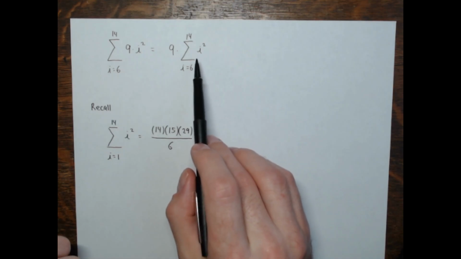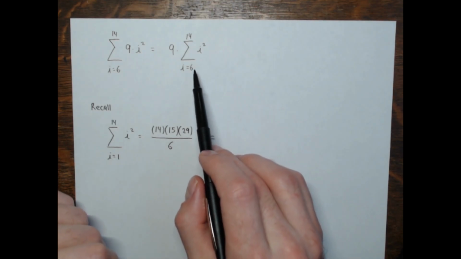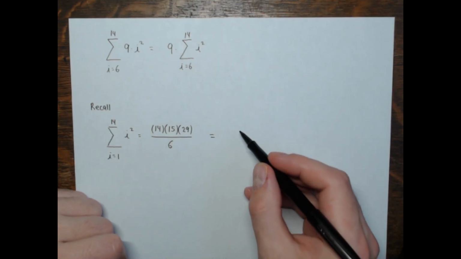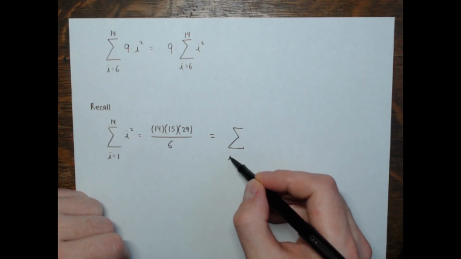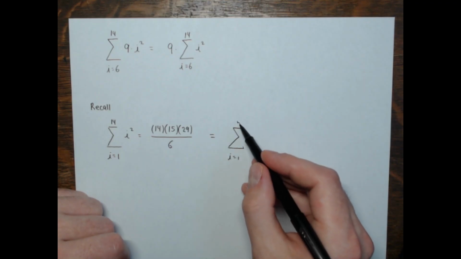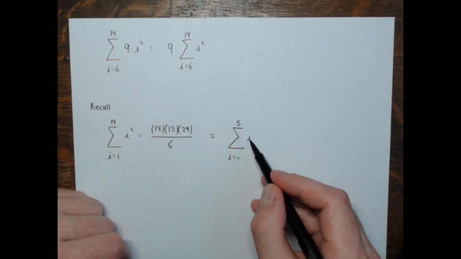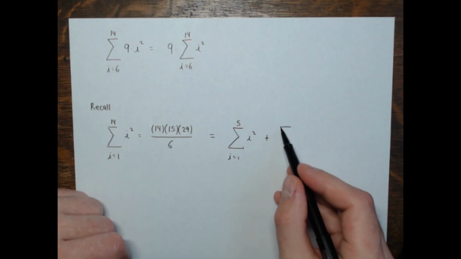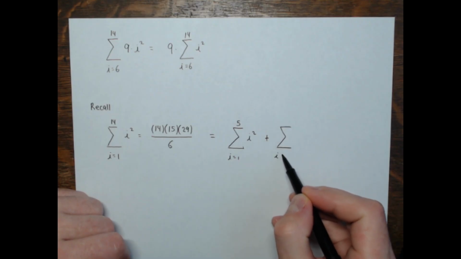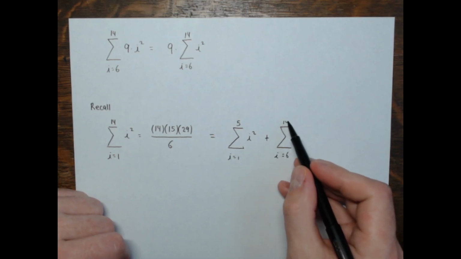This one we want in our expression up here is only from 6 squared to 14 squared. So I need to split this up to the sum from i equals 1 to 5, right? Do 1 squared to 5 squared, and then add on the rest of them, which would be the sum from 6 squared to 14 squared.